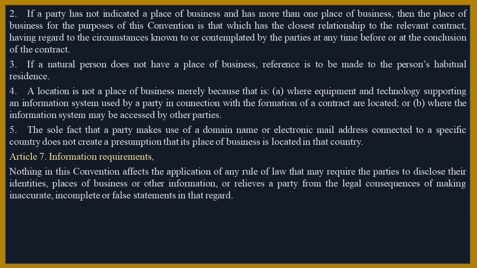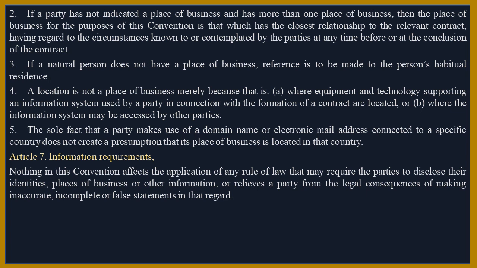2. If a party has not indicated a place of business and has more than one place of business, then the place of business for the purposes of this convention is that which has the closest relationship to the relevant contract, having regard to the circumstances known to or contemplated by the parties at any time before or at the conclusion of the contract. 3. If a natural person does not have a place of business, reference is to be made to the person's habitual residence.